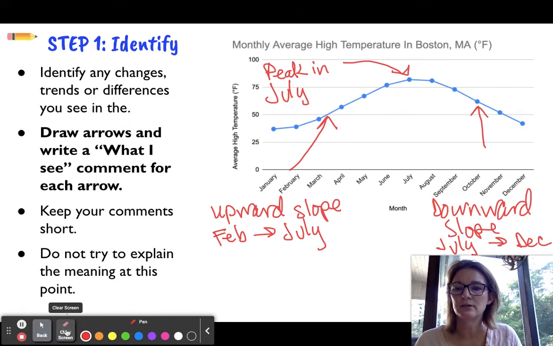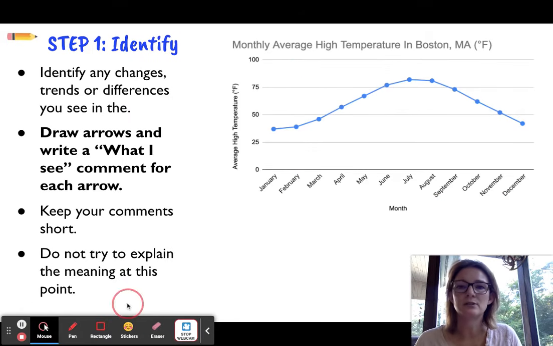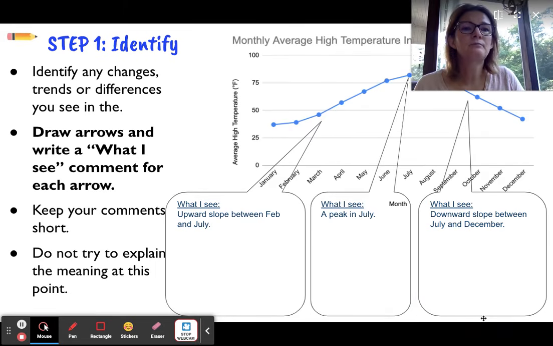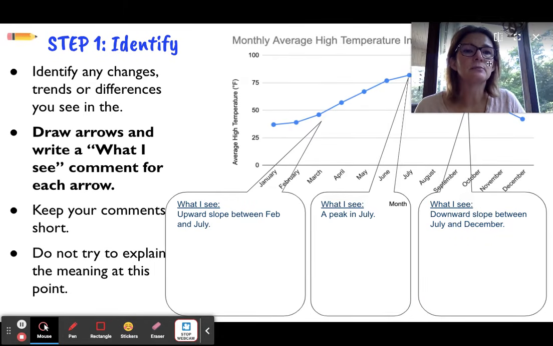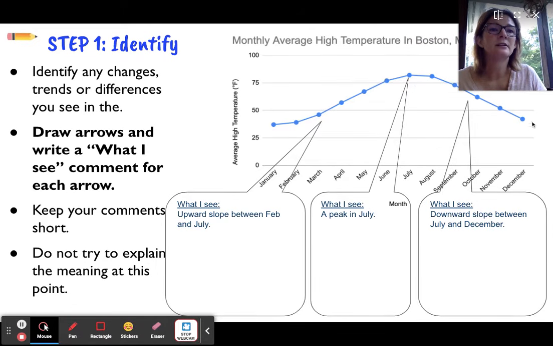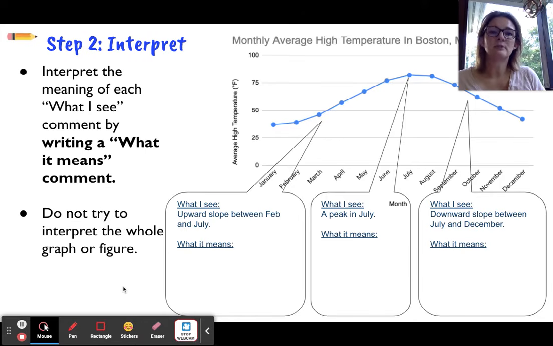I'm going to clear this screen and go to the next one where I have more neatly written out these trends. Oh boy, can I move this thing out of the way? All right, there we go. That's a little better. So there it is, a little more neatly if you couldn't read my scribble. I've done my "what I see" comments for each arrow. Next step is the interpret phase.